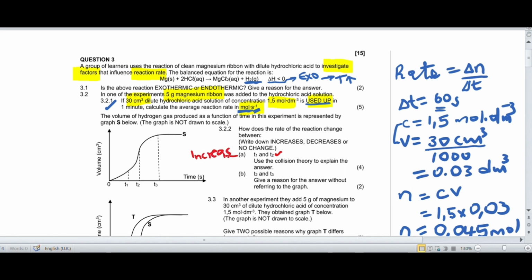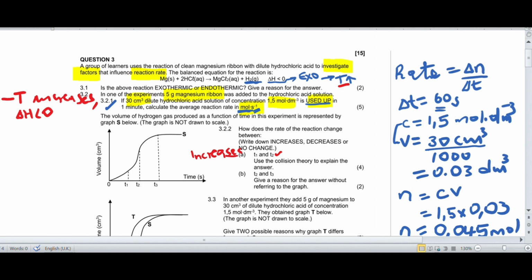The answer is increases for A. Then they say use collision theory to explain. Now, if you can look here, the delta H is less than 0, meaning that the temperature increases. Temperature increases in an exothermic reaction, that is delta H is less than 0, meaning that the temperature is increasing.